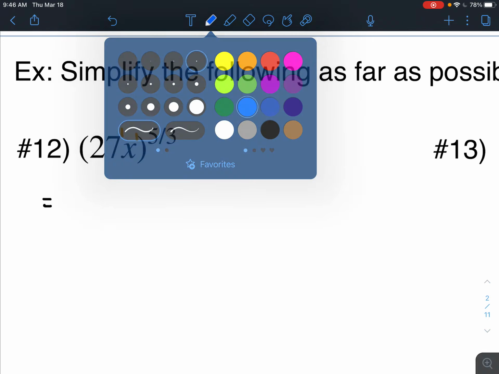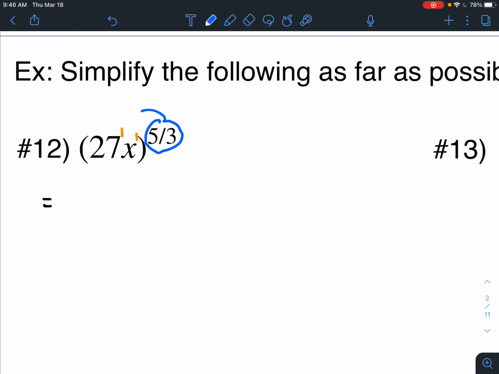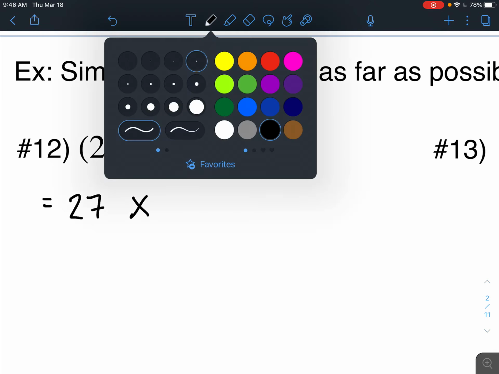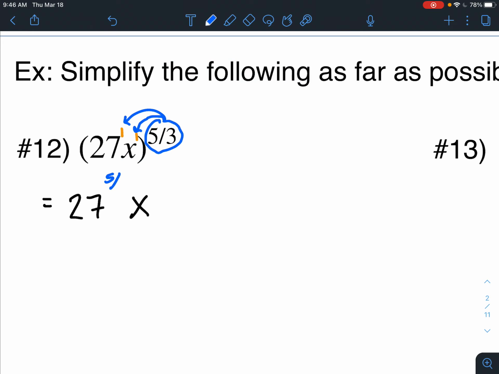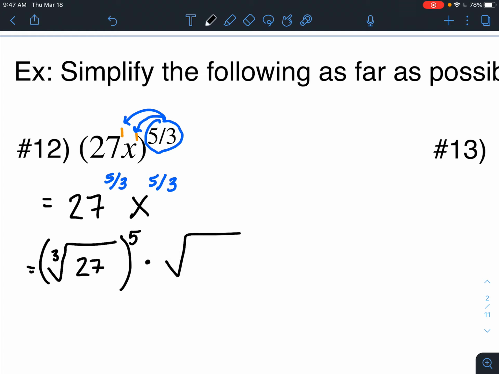And the first thing I'm going to do here, just to switch it up, is apply this exponent of 5/3 to both parts. So I'm going to get 27 and x still, and now my exponents on those are going to be 5/3 and 5/3. Because they have a 3 in the denominator, that means that these are both cube roots. So I'm going to put the 5 on the outside here. And then here, I'm going to have a cube root of x, and I'm going to put the 5 on the inside there. And you're going to see why in a second.